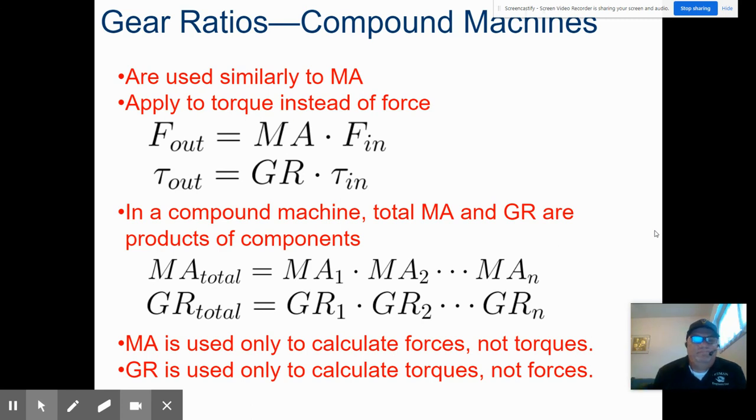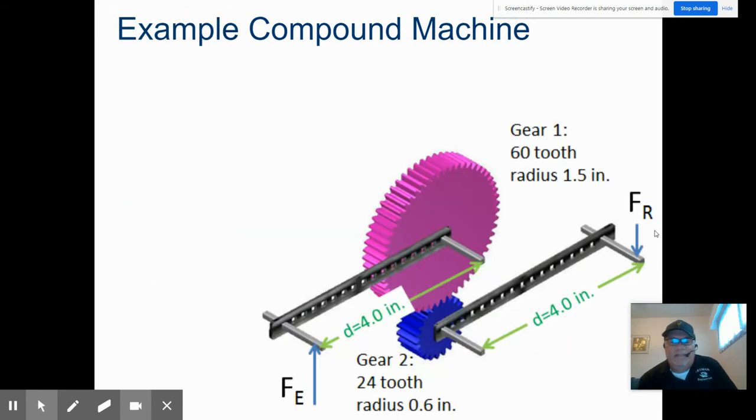Okay, so they're applied similarly to mechanical advantage, but apply to torque instead of force. Mechanical advantage is used only to calculate forces, not torque. Gear ratio is used only to calculate torque and not forces. So that's the difference there. Here's an example of a compound machine.